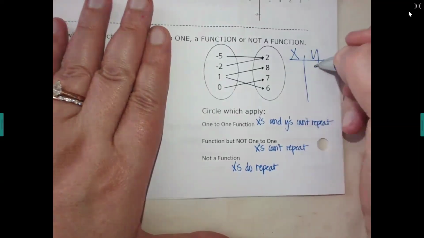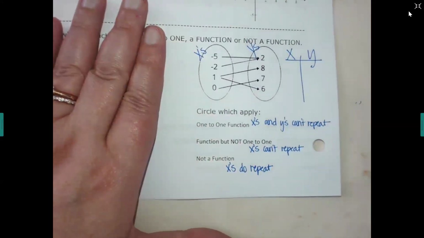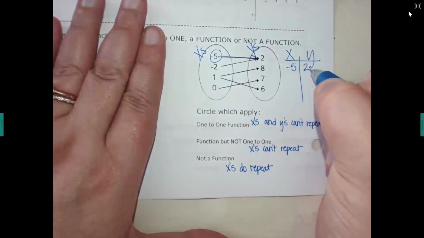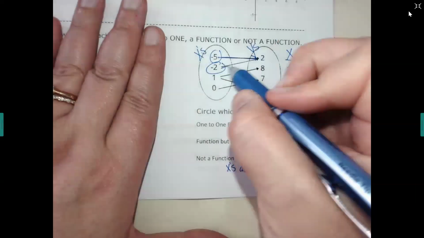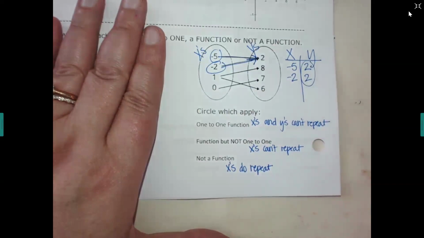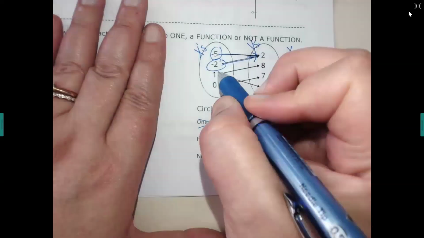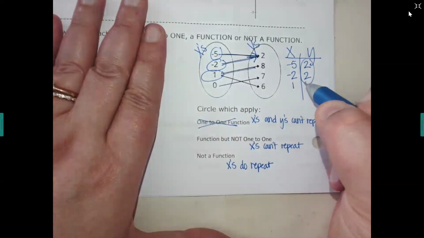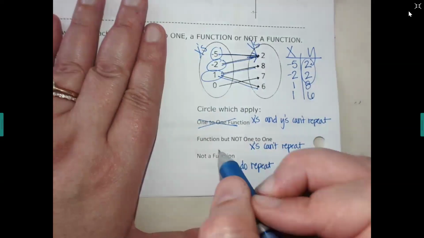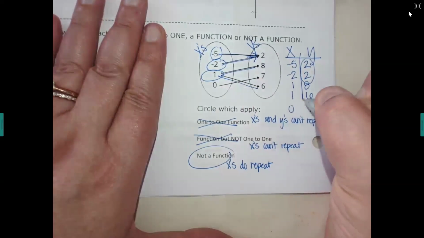So X, Y, remember first one are the X's, second one is the Y's. What is -5's partner? Arrow goes to 2. What is -2's partner? Uh-oh, we have a double. And if my y's repeat, which one can it not be? Can't be 1-to-1, but it might still be a function, so let's see. Okay, 1 goes with 8. But then, uh-oh, what does 1 also go with? 6. That means my x is a repeat, then it can't be a function either. It is a not.